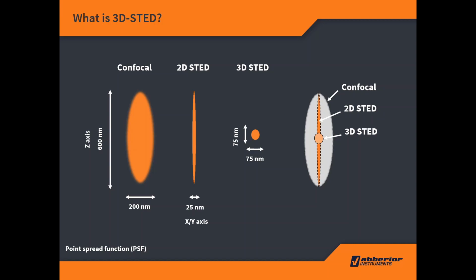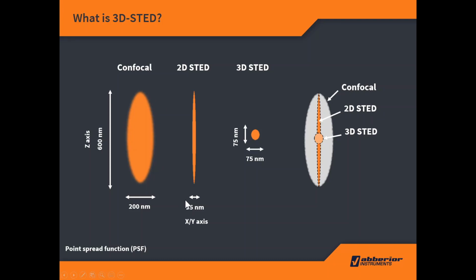In any confocal image, the resolution is limited by the size of the focal spot, or PSF, point spread function. In a normal confocal system, that PSF will be roughly 600 nanometer in the z-axis and about 200 nanometer in x and y. So any structure smaller than that won't be resolved with a large scanning spot like this.